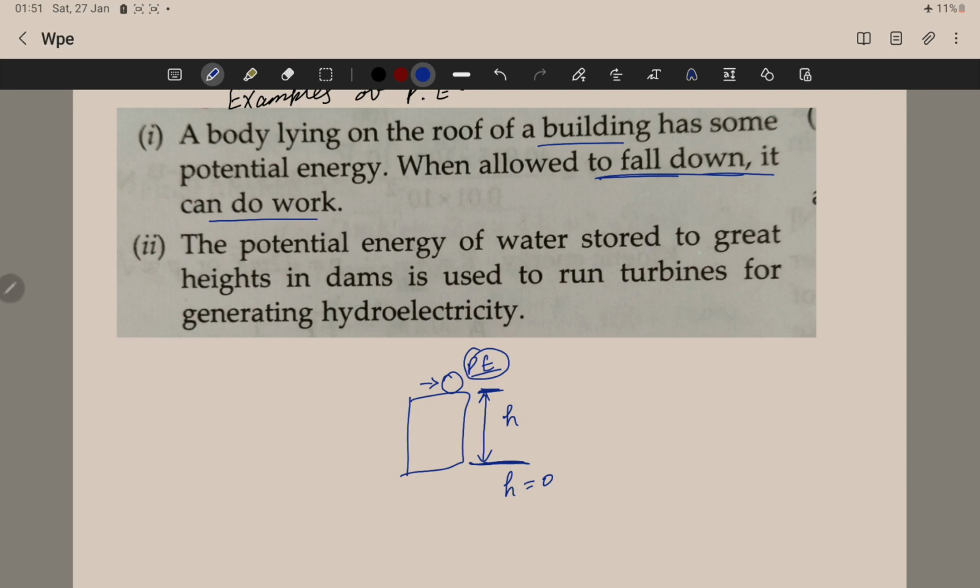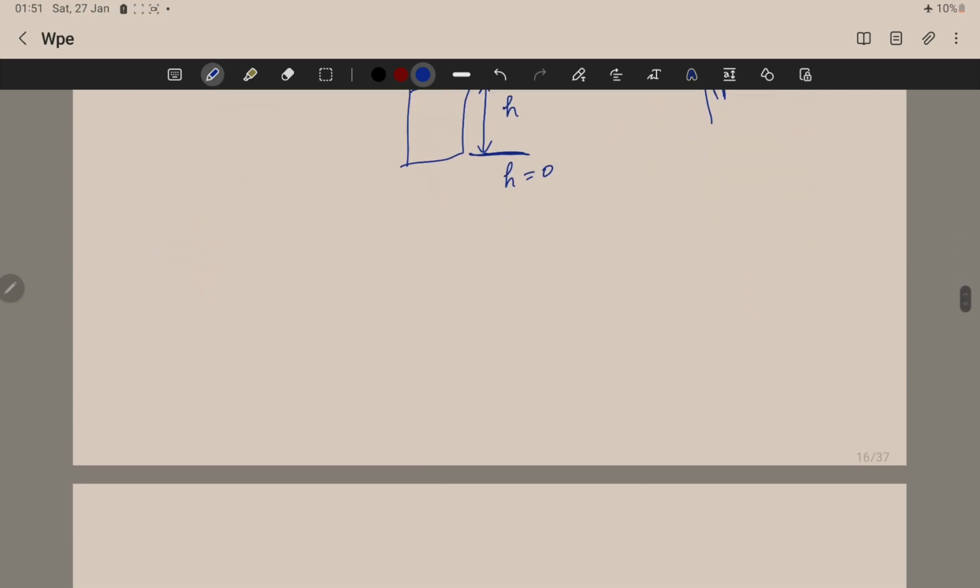The potential energy of water is stored at great heights in a dam. If there is a dam and we open the gates, the water comes down from a very high height. Because of this, there is some potential energy stored in this water. We use this potential energy to run our turbines and generate hydroelectricity. So that is a use of potential energy.